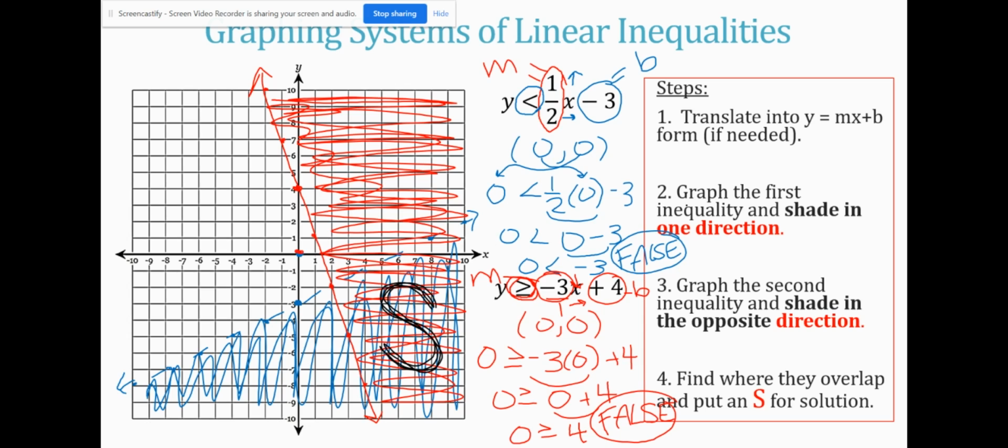So what we did was we graphed the first inequality. We made sure that we identified if it was a solid or a dashed line, and then used a test point for shading. We did the same thing with the second inequality. This one was a solid line. We used the same test point, and then we just put an S at our double shaded region. So now we're going to take a look at an example like this, but on Delta Math.